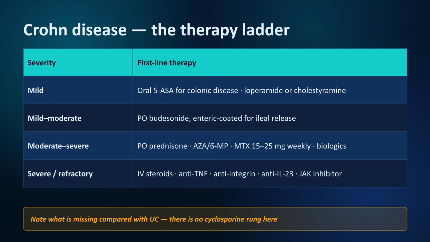Now the Crohn disease ladder. Mild disease. Oral 5-ASA for colonic disease, with loperamide or cholestyramine for symptom control. Mild to moderate, oral budesonide, enteric-coated for ileal release. Moderate to severe, oral prednisone, a thiopurine, methotrexate at 15 to 25 milligrams weekly, and biologics. Severe or refractory, intravenous steroids, anti-tumor necrosis factor, anti-integrin, anti-interleukin 23, and Janus kinase inhibitors. And notice what is absent compared with ulcerative colitis. There is no cyclosporine rung here, and the biologic classes are the same. It is the sequencing that differs.